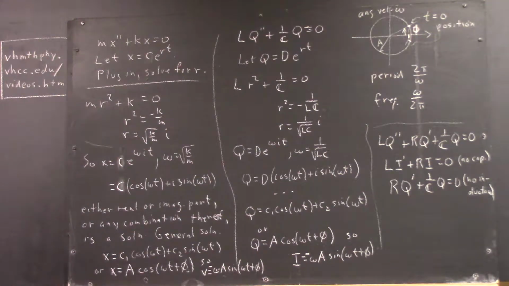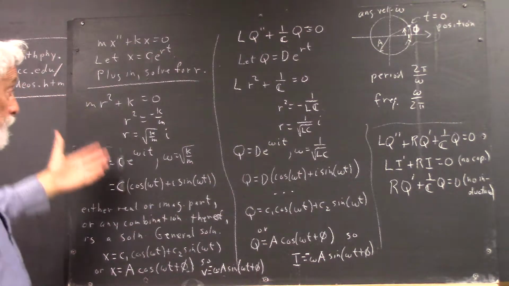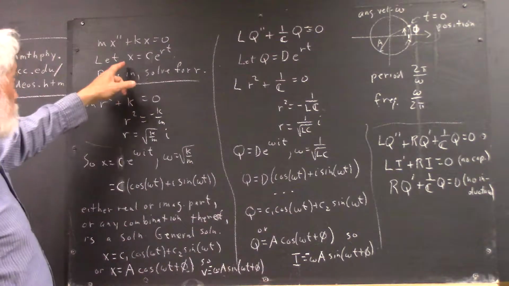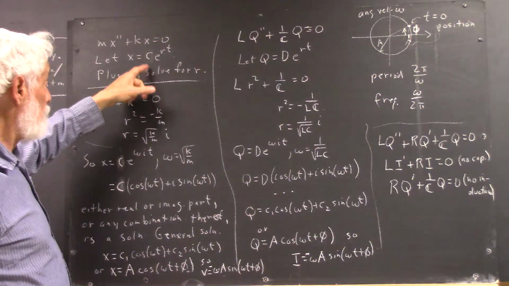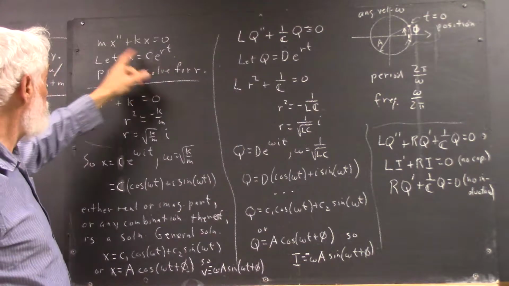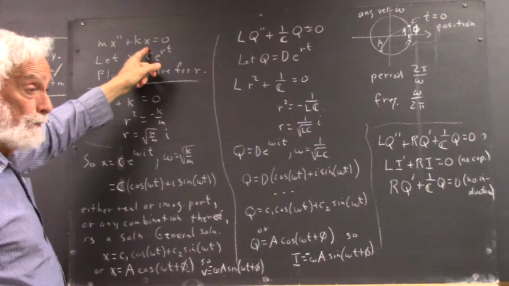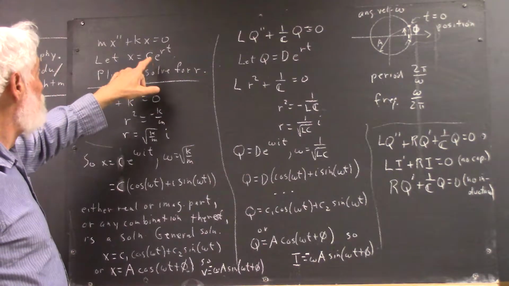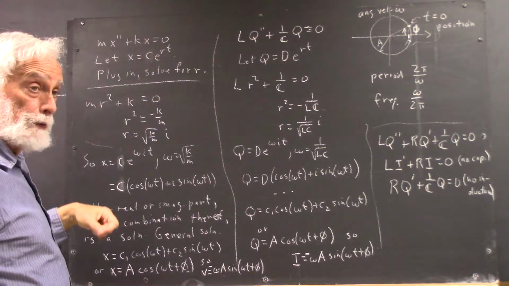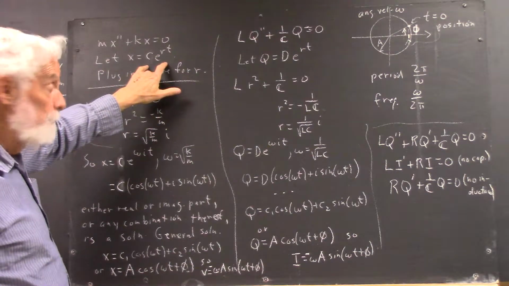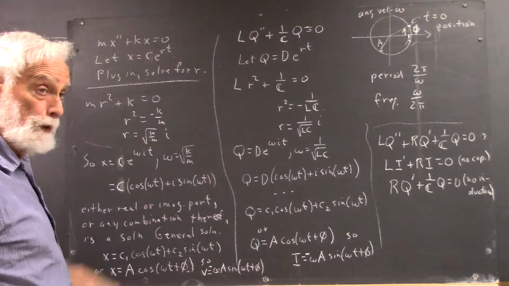That's very straightforward, and I haven't gone through the details here because everybody's familiar with them, but x double prime is going to be what? C r squared e to the rt. And x is just going to be c e to the rt. So if we plug in for x double prime and x, we'll be able to divide out the c e to the rt. It appears both in the x double prime and the x.